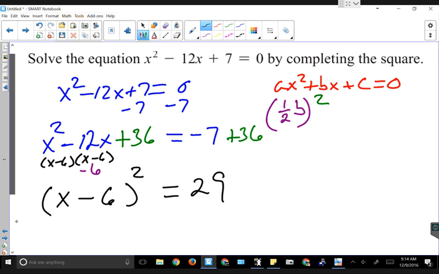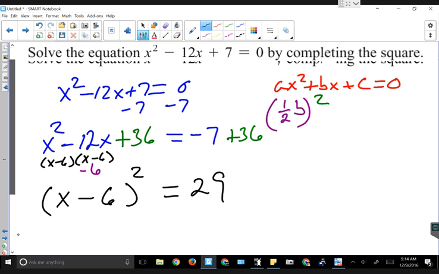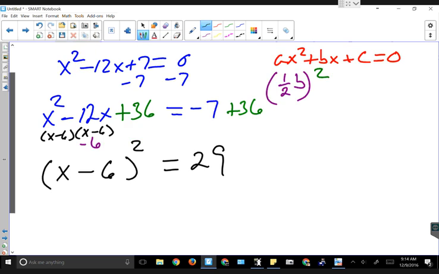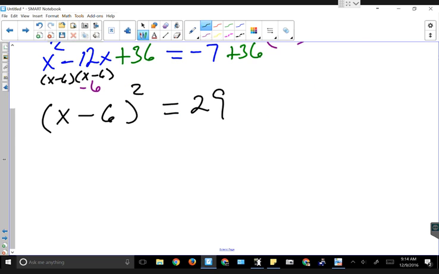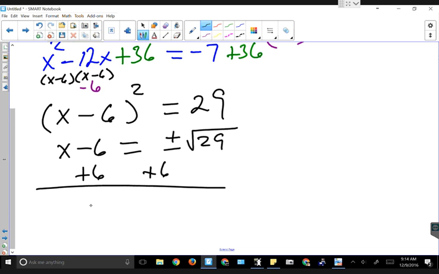So now we use the idea that we had for dealing with squares. What we're going to do is square root both sides. So now I've got x minus 6 is equal to, is there any factor of 29 that's a perfect square? The answer is no, 29 is a prime number. So what we end up with is plus or minus the square root of 29. What's the last step? Add 6 to both sides, and we end up with x equal to 6 plus or minus the square root of 29.